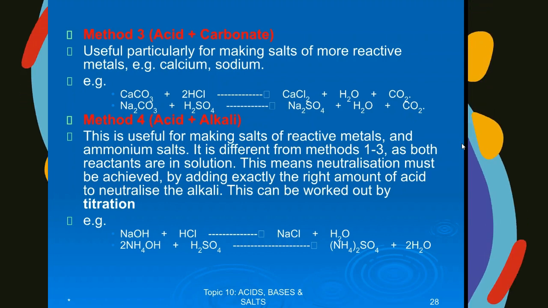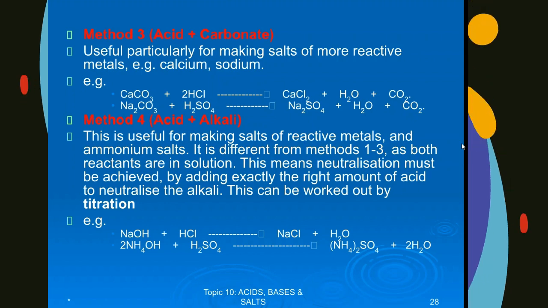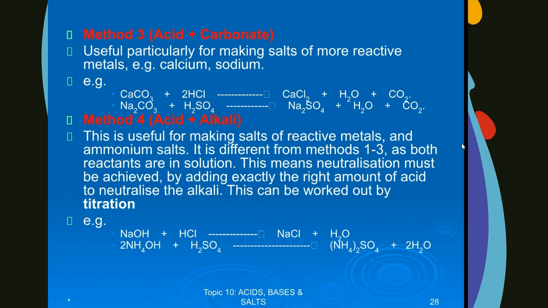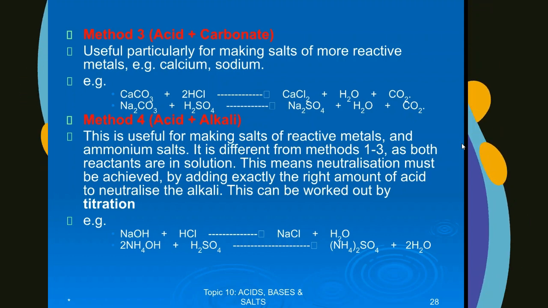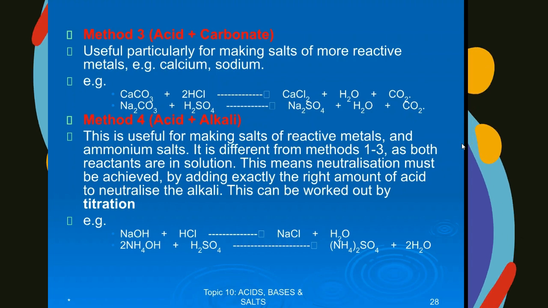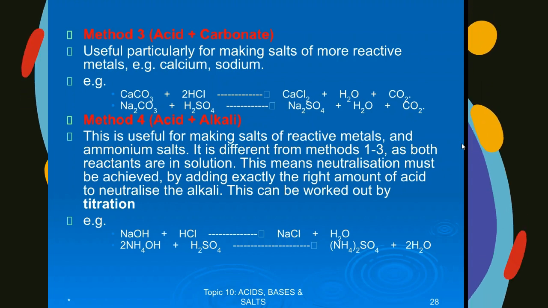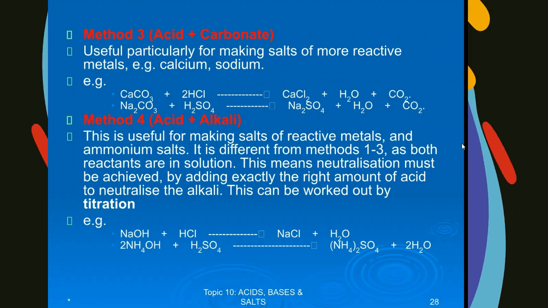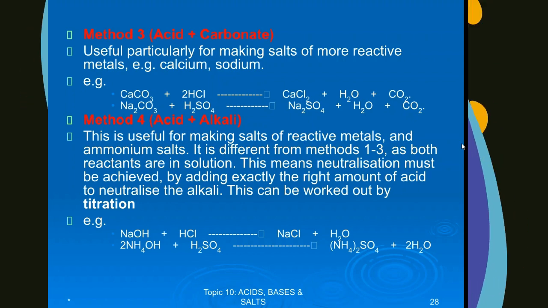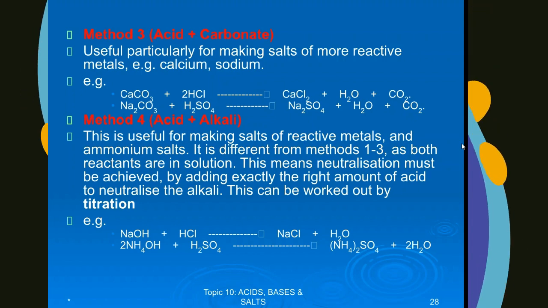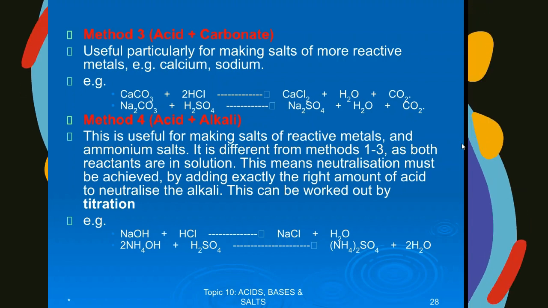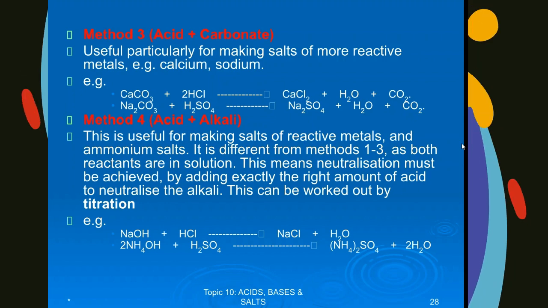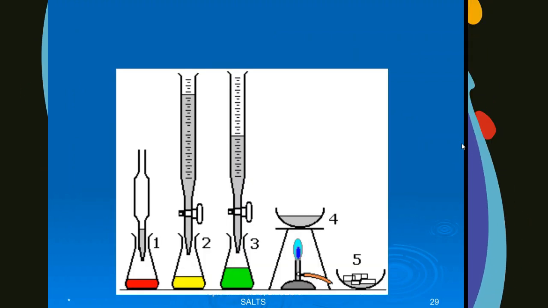Method 4 is acid plus alkali. This is useful for making salts of reactive metals and ammonium salts. So it is different from methods 1 and 3. As both reactants are in solution, neutralization must be achieved by adding exactly the right amount of acid to neutralize the alkali. This can be worked out by titration only. So NaOH plus HCl gives rise to NaCl plus H2O, then 2NH4OH plus H2SO4 gives rise to (NH4)2SO4 plus H2O. This is a titration diagram.